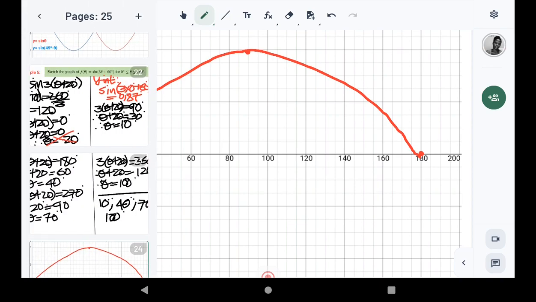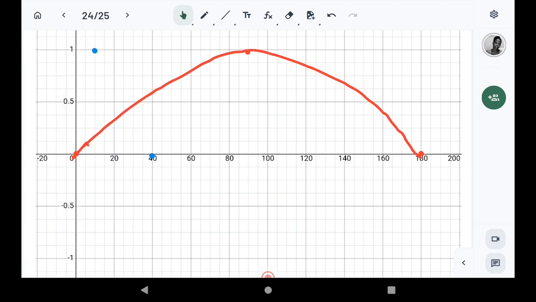Next is 70 degrees. That's your minimum turning point. Okay, minimum turning point at 70 degrees, and then it goes back to 0 at 100. And then we duplicate from then on.